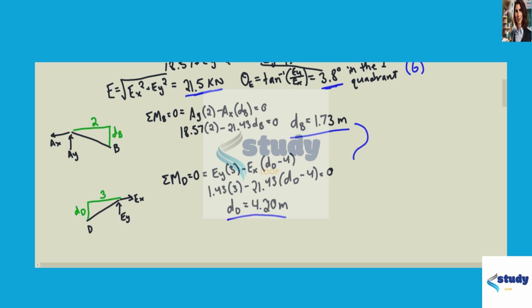These two answers are for A. So the distance of B equals 1.73 meters, and the distance of D equals 4.2 meters. Answer for A, and for the answer for B, the total reaction of E is 21.5 kilonewtons, and the theta E is 3.8 degrees in the first quadrant. And this is the answer for problem 97.